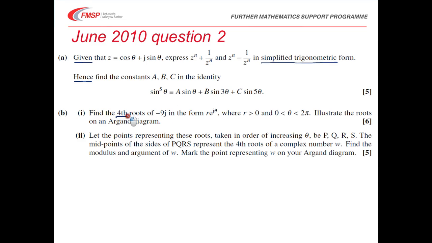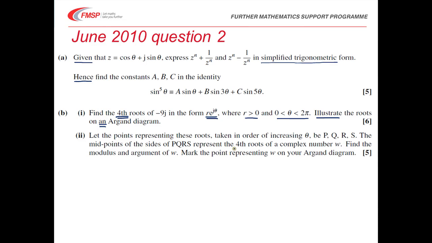We're asked to find the fourth roots of minus 9j and to write them in that form, noting that r is bigger than 0 and theta is between 0 and 2 pi, so theta isn't negative. We're then asked to illustrate the roots on an argand diagram, so one diagram. And then we've got to label those points in order of increasing theta, p, q, r and s, and look at the midpoints of the sides of that quadrilateral.